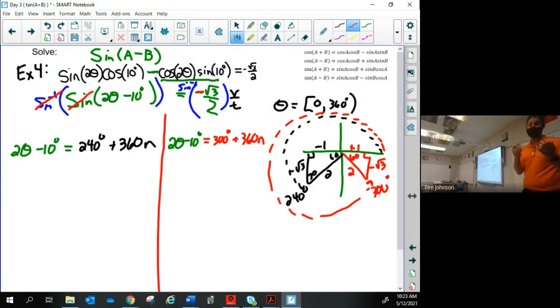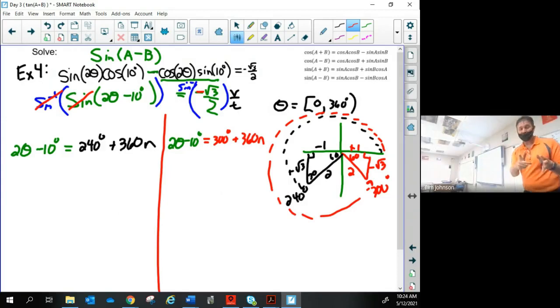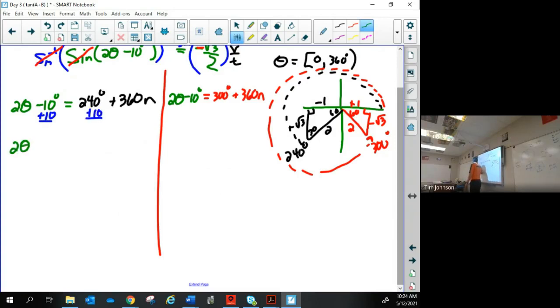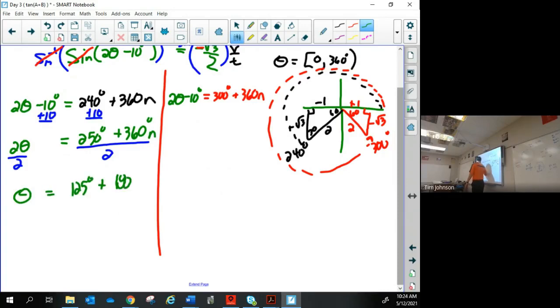All right, any questions about those two equations? Those are called my general equations. But I need to simplify these general equations down. I'm going to start here on this side and add 10. We get 2 theta equals 250 plus 360n. Divide by 2. Then theta comes out to be 125 degrees plus 180n.